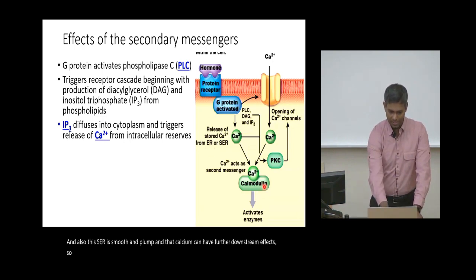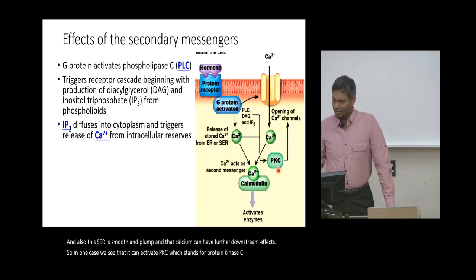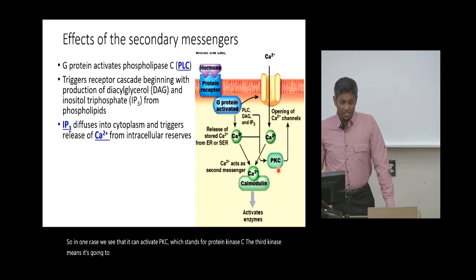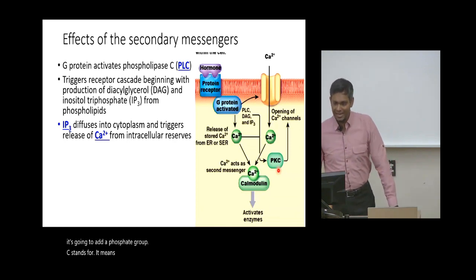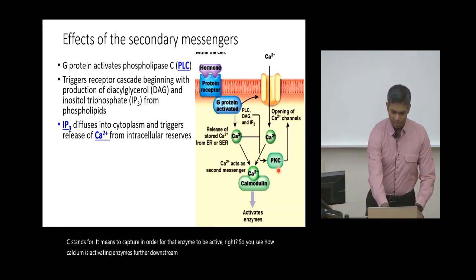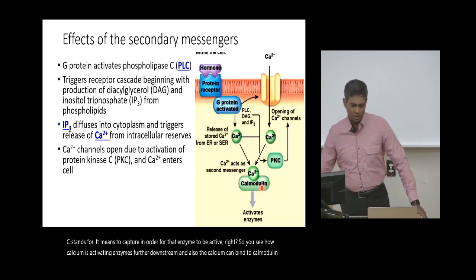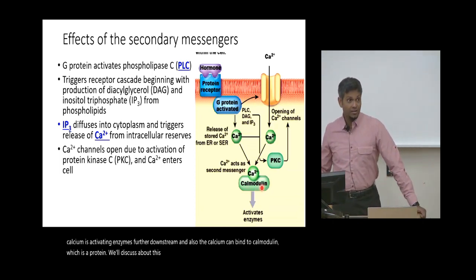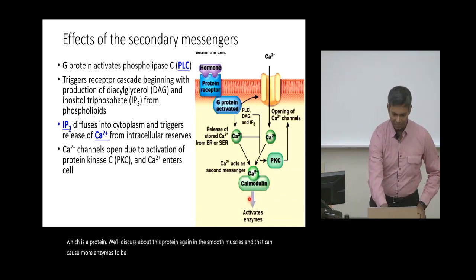In one case we see that it can activate PKC, which stands for protein kinase C. The term kinase means it's going to add a phosphate group. C stands for calcium, since it needs calcium in order for that enzyme to be active. So you see how calcium is activating enzymes further downstream. Also, the calcium can bind to calmodulin, which is a protein. We'll discuss this protein again in the smooth muscles, and that can cause more enzymes to be activated further downstream.